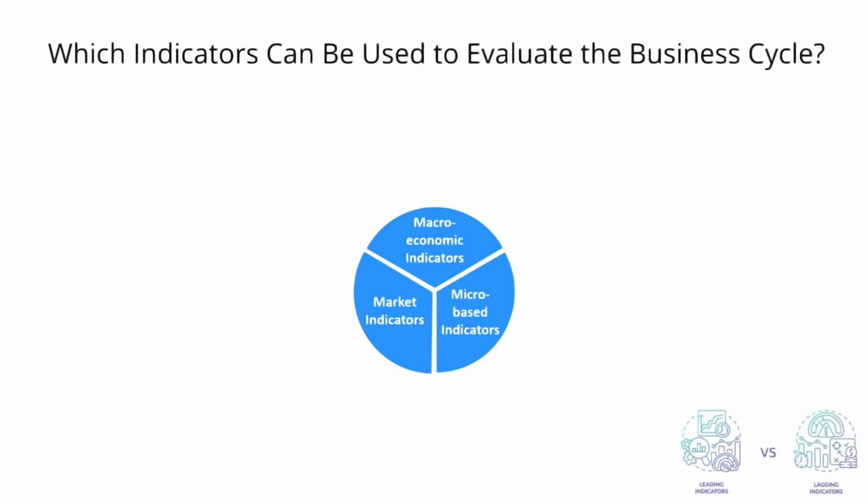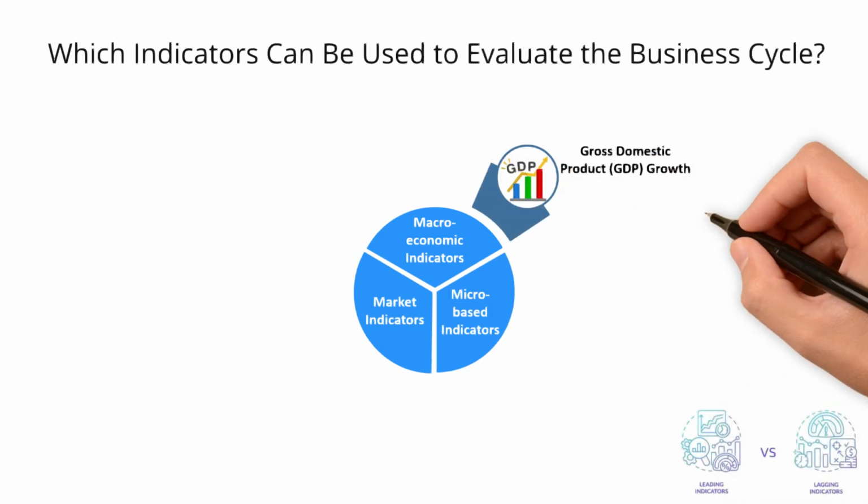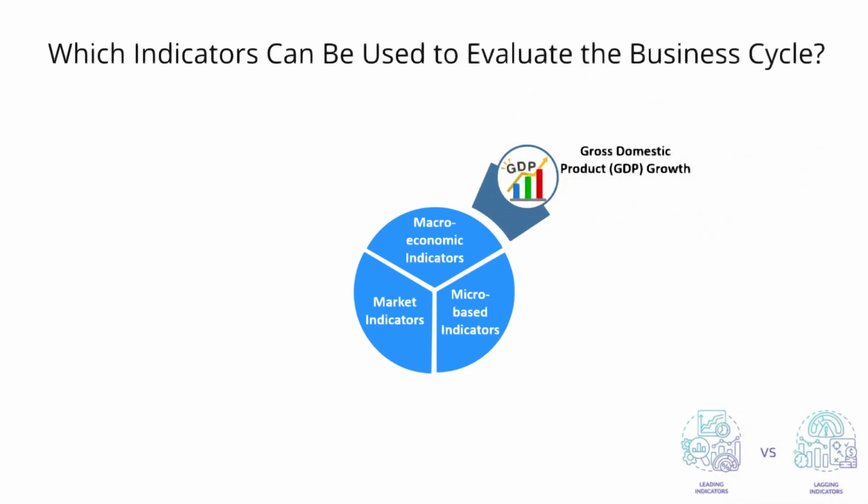Alright then, what are the key economic indicators? Let's start with gross domestic product, or GDP, which is usually a lagging indicator. It measures the overall economic output and growth. Increasing GDP signals expansion, while declining GDP indicates contraction.